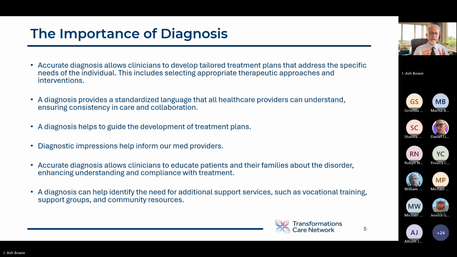and there is utility in that. An accurate diagnosis also helps to educate our patients and their families about their disorder, especially if we're working with children. And it can actually help in the compliance with treatment if they have a clear understanding of what's going on with them. And a diagnosis finally can identify the need for extra support, such as vocational training or support groups, community resources, and the like. So it is important to put some time and effort into the diagnostic process.